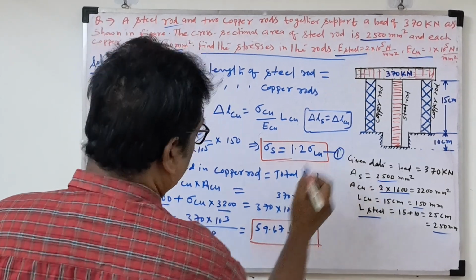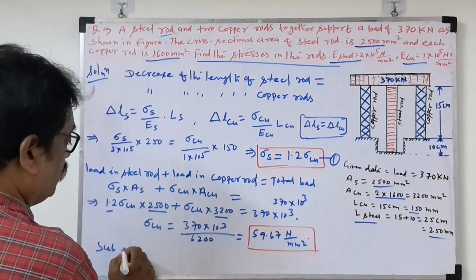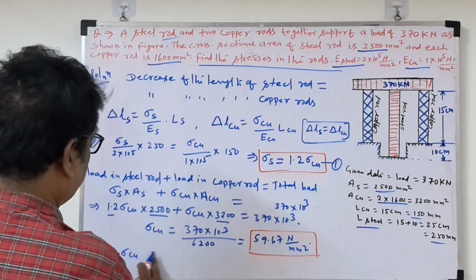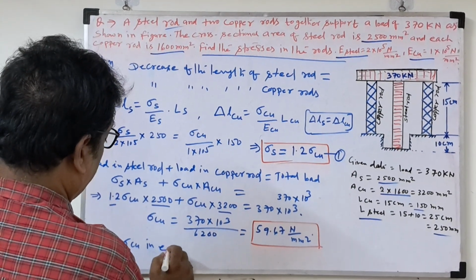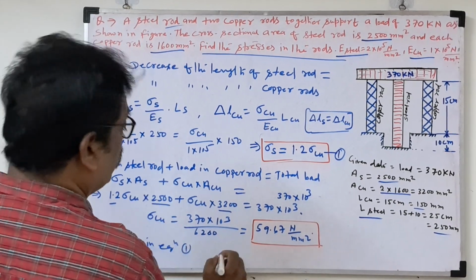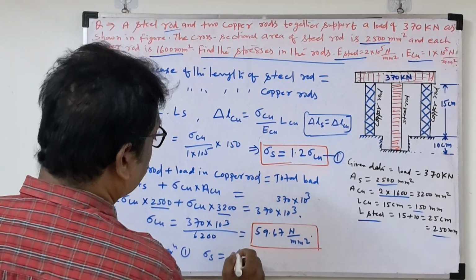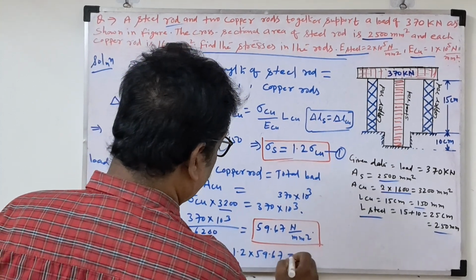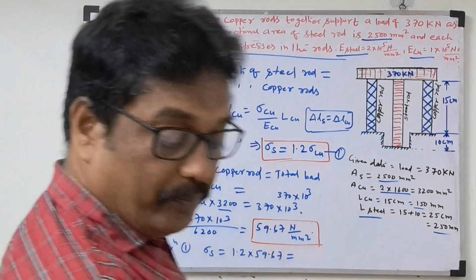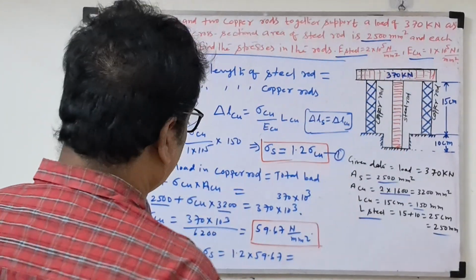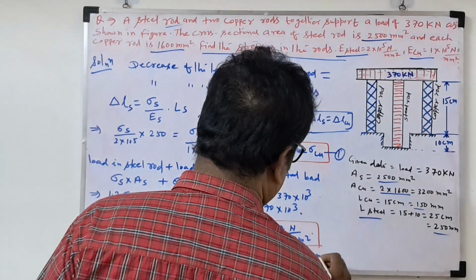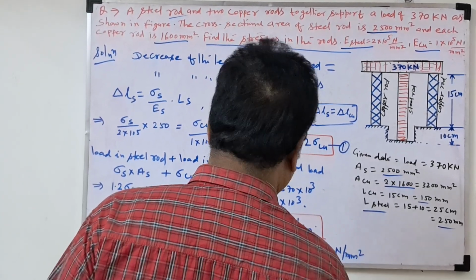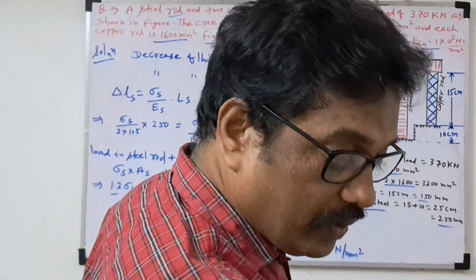So next, suppose this is equation number 1. Substitute sigma Cu, that is stress of copper, in equation 1. So sigma steel, or stress of the steel, is 1.2 into 59.67. This value will come 71.601 Newton per mm square. So you will get the other answer.